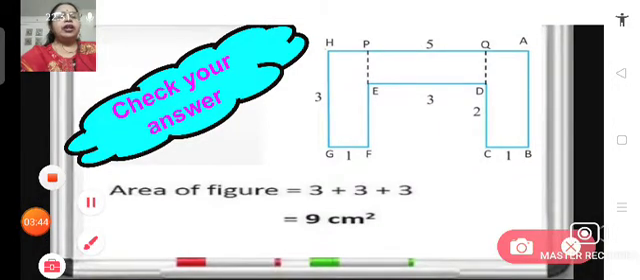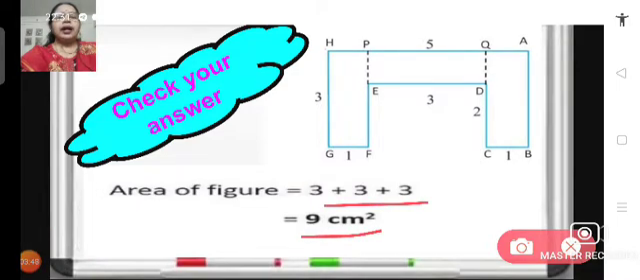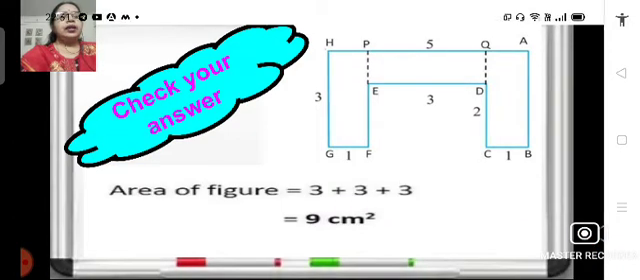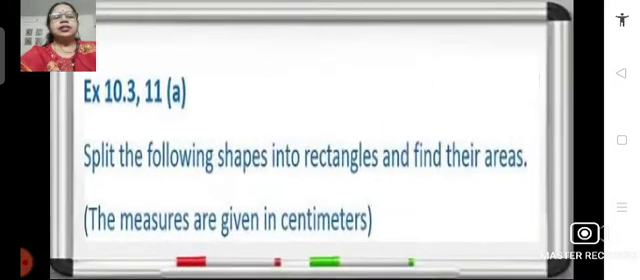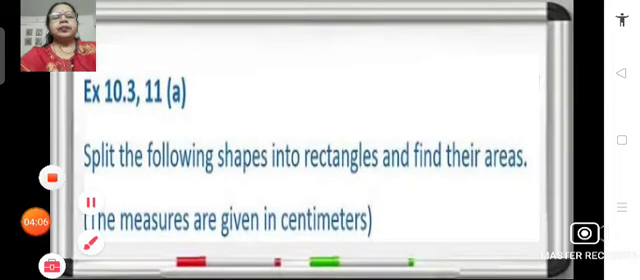So the area of the figure will be 3 plus 3 plus 3, that means 9 centimeter square, or 9 square centimeter you can write. So the area of this figure is 9 centimeter square. Please check your answers and make the corrections if necessary. Now let's proceed with the next question of exercise 10.3.